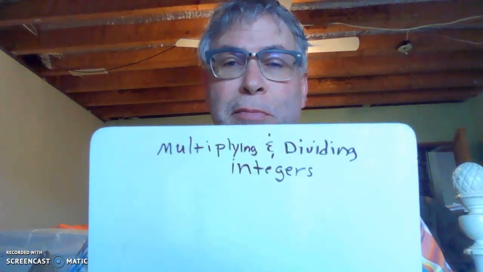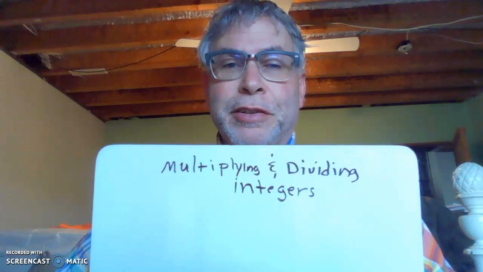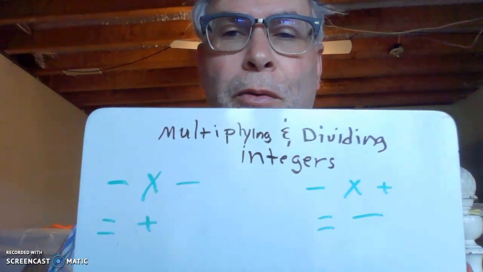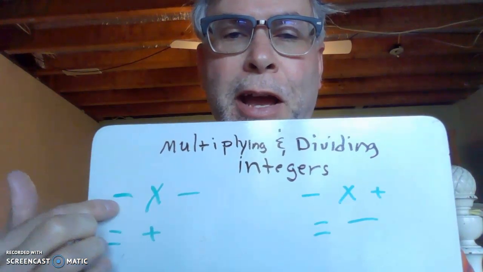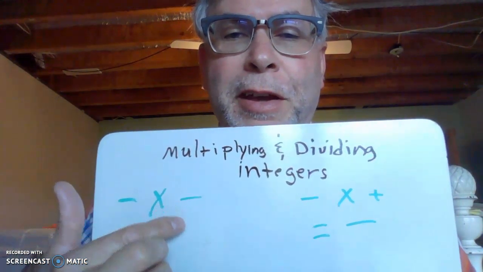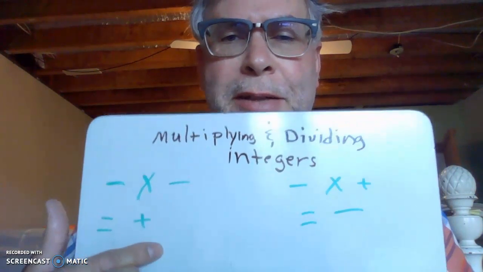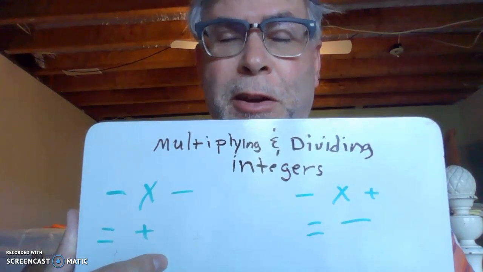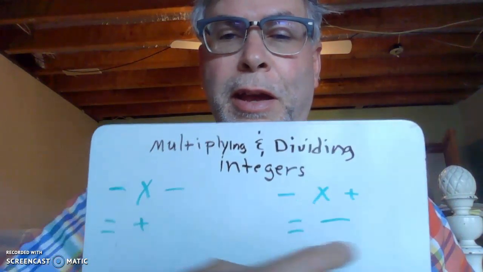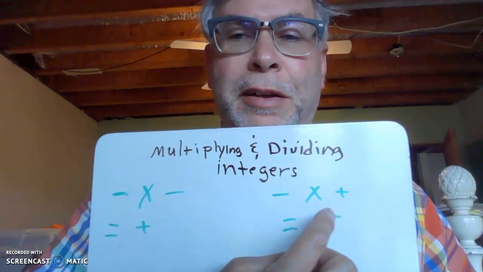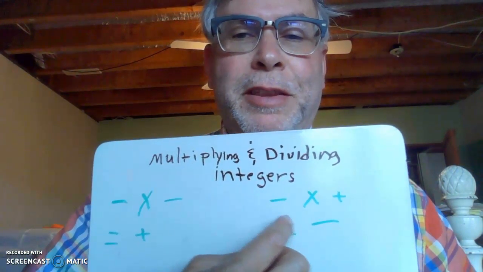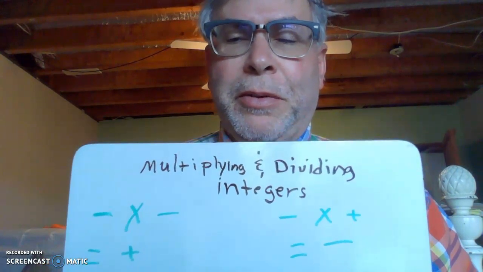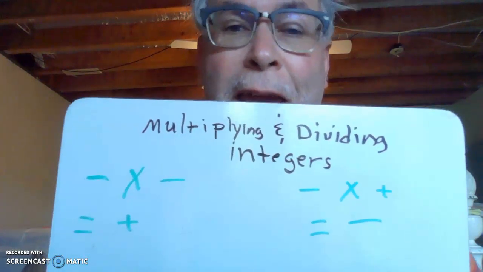Today we're going to talk about multiplying and dividing integers. First thing you got to remember is that a negative times a negative is going to equal a positive. Okay? Remember this. A negative times a negative is going to equal a positive. And on the other side we have a negative times a positive is going to equal a negative. Okay, that's working for multiplication and division.